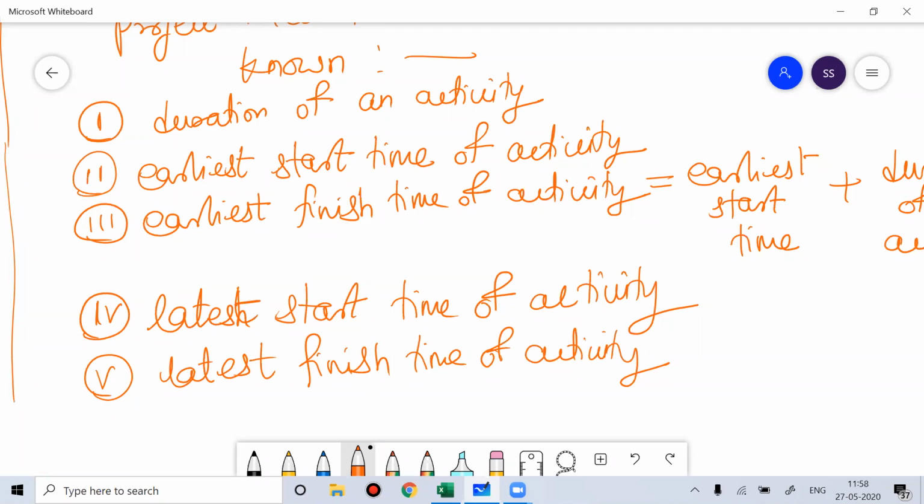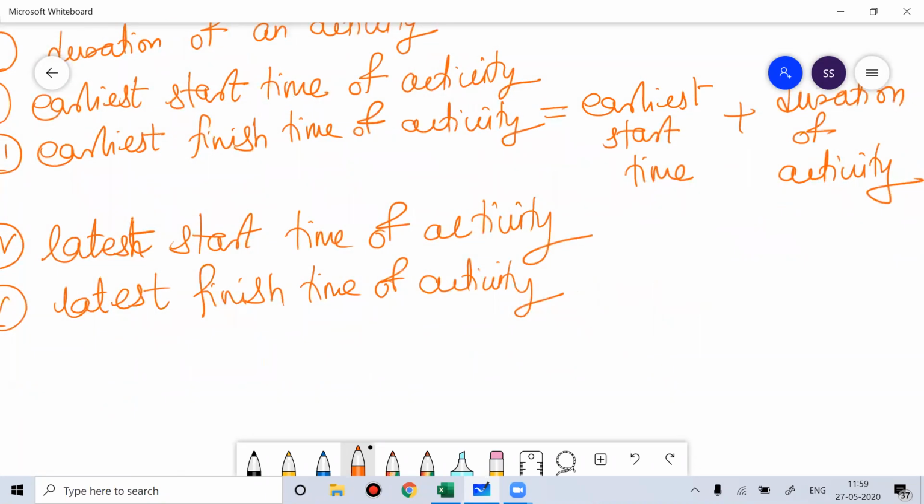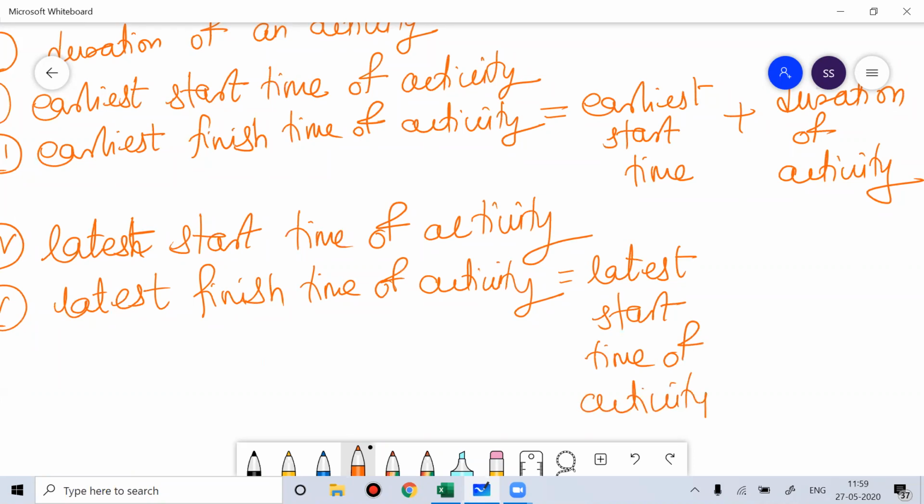For the latest finish time of the activity, we use the formula: the latest finish time of the activity is equal to the latest start time of the activity plus the duration of the activity. So you should know these terms.